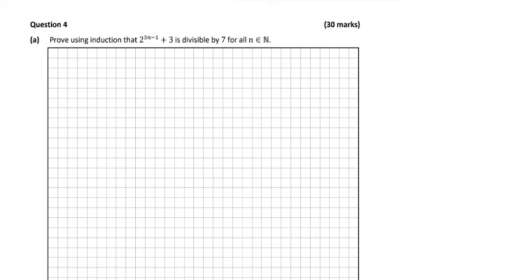Hi folks, so this is question 4. So it's a proof by induction, so these are simple enough. They can get a bit long and there can be a lot of algebra in them, but they should be fairly straightforward.